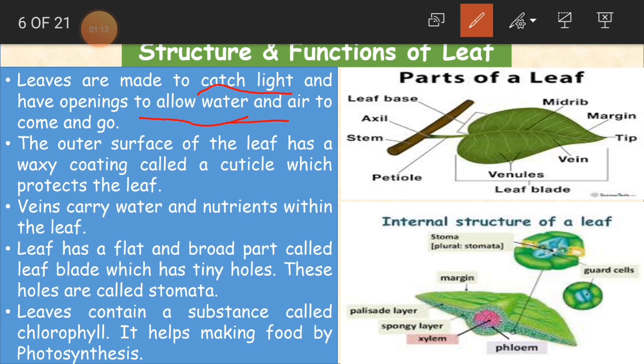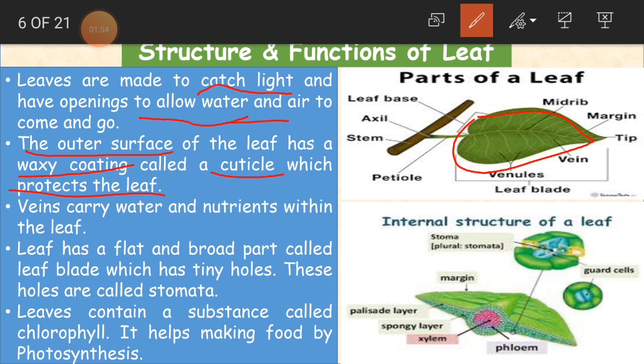Now the second point here. The outer surface of the leaf has a waxy coating called cuticle, which protects the leaf. So this outer surface of the leaf has a waxy coating, a waxy coating in the sense like we see in candle wax. Okay, like a layer of coating, which we call a cuticle. Now this cuticle is going to protect the leaf. How? From water loss.